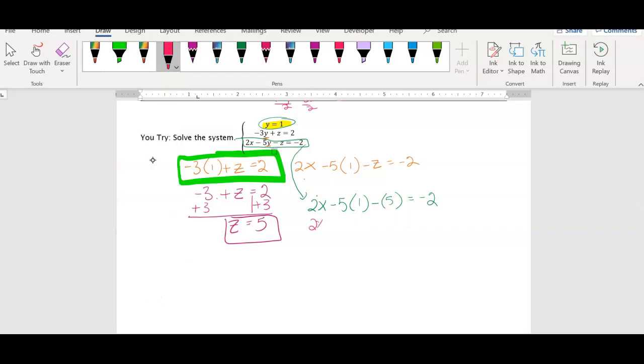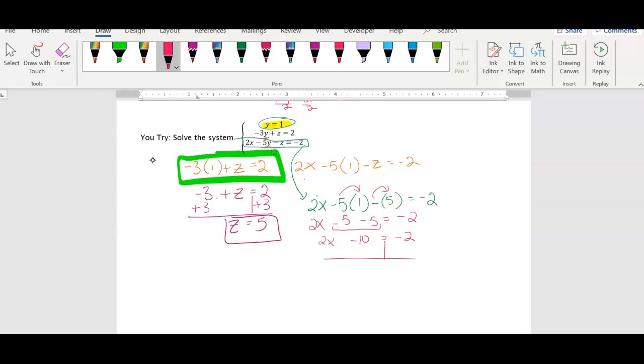So 2x gets brought down. -5 times 1 is -5. And then the negative gets distributed to the 5 that I had for my z value. So it'll be -5 equals -2. Now I can combine like terms. -5 minus 5 equals -10. And I'm going to bring everything else down. The 2x equals -2. So now I have only 2 more steps to go.